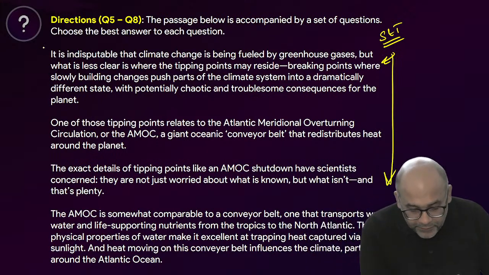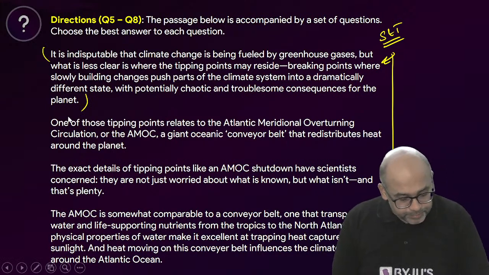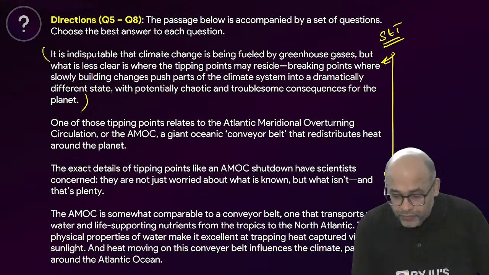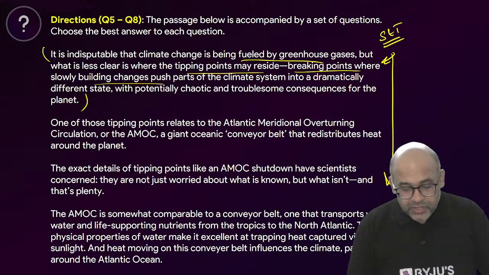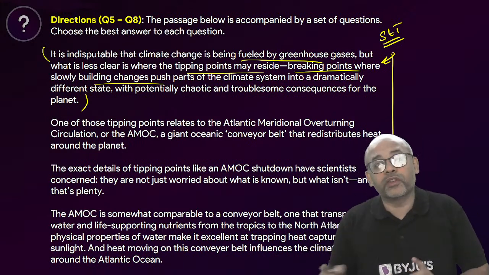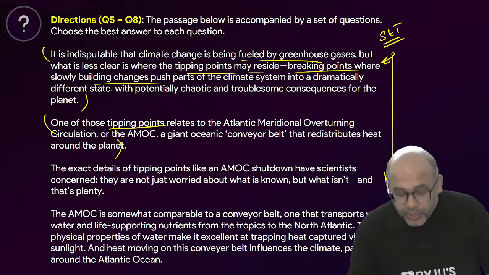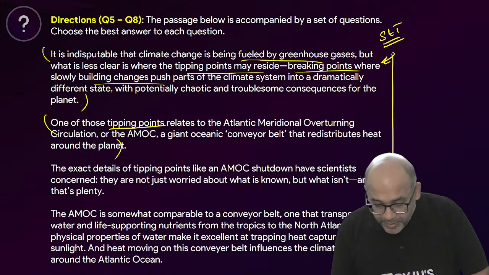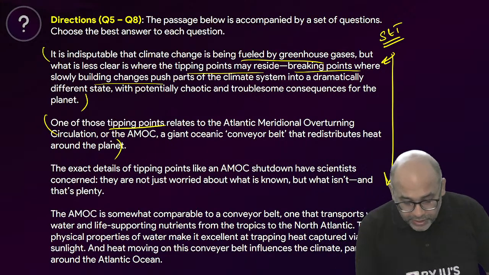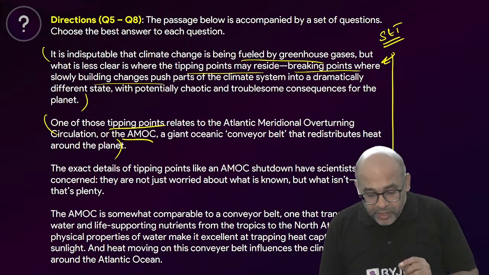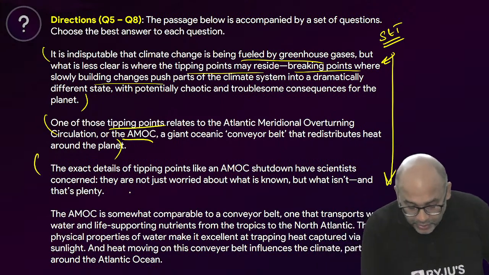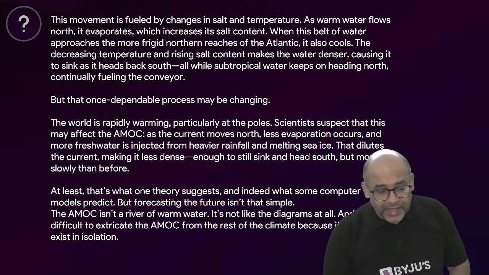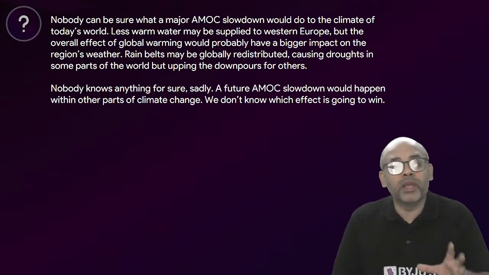I'll quickly go through. The first paragraph is talking about how it is indisputable that climate change is fueled by greenhouse gases. Tipping points, breaking points that slowly build, changes, etc. Okay, fine. I made a note of what the first paragraph is: it is an introduction saying climate change is because of greenhouse gases. Next, one of those tipping points: the Atlantic Meridional Overturning Circulation, or AMOC, a giant oceanic conveyor belt that redistributes heat around the planet. So this is the explanation of one of the points, and you make a note of this going forward.